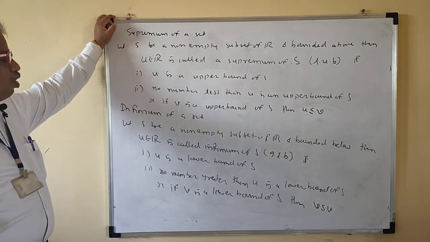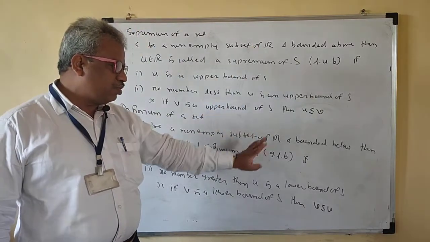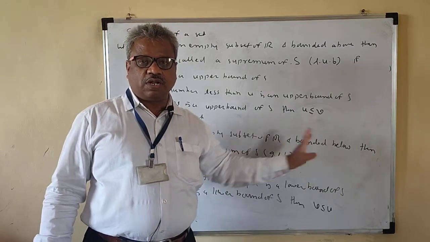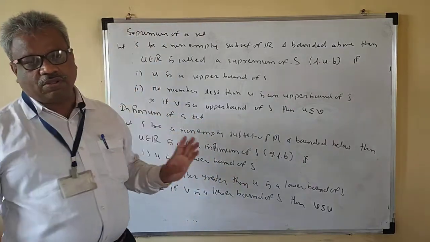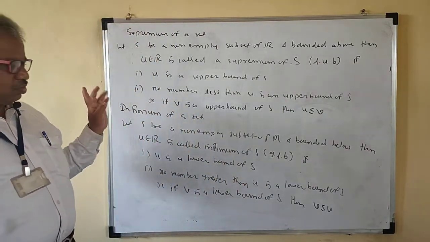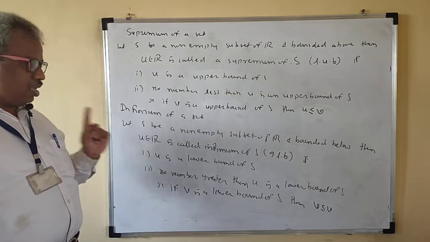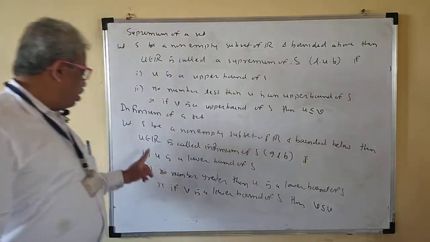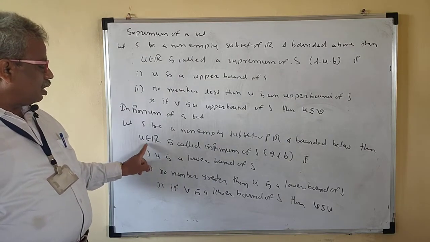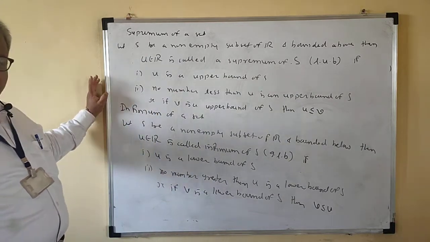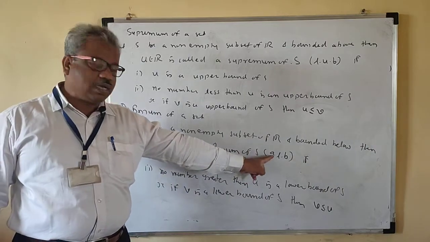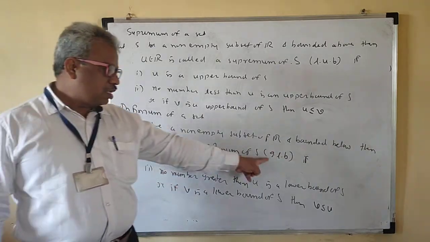So let S be a non-empty subset of R. It's just the reverse of this definition. So that is bounded below. If S is not bounded below, then the infimum does not exist. When the infimum exists, S should be bounded below. Then U is a real number, and U is called the infimum of S. It is also called GLB, that means the greatest lower bound.